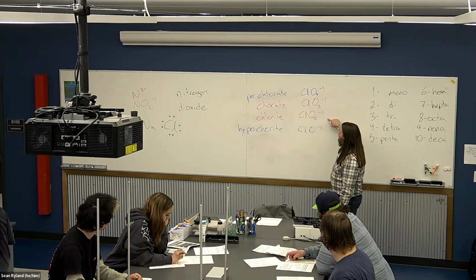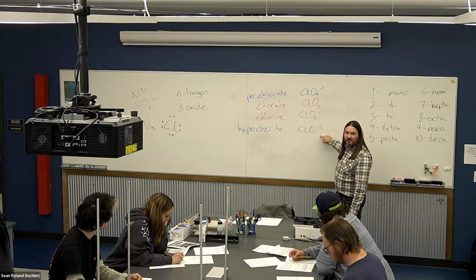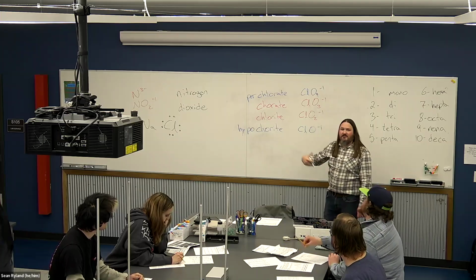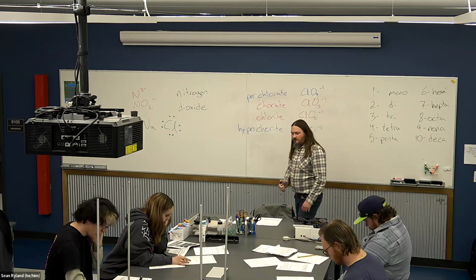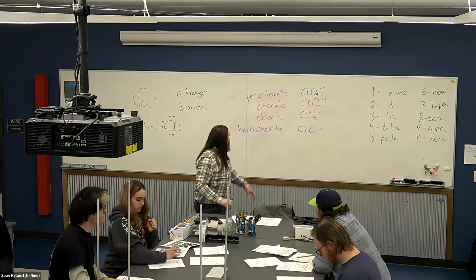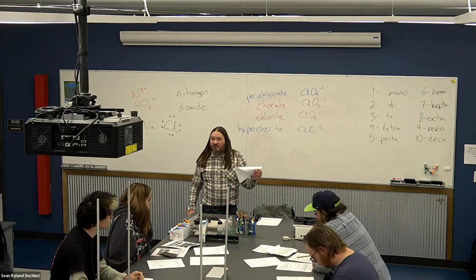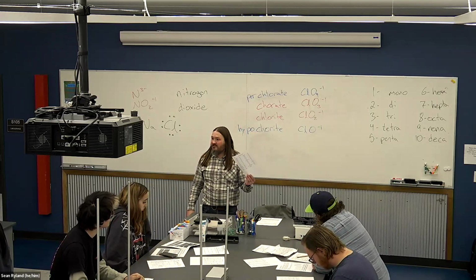Take chlorate, you turn it to chlorite by removing an oxygen. You turn it to hypochlorite by removing another oxygen. You go from chlorate to perchlorate by adding an extra oxygen. Right, so you don't need to have those rules down in order to do this assignment, but I want you thinking about them because it's going to help you when it comes to memorizing these for the quiz.